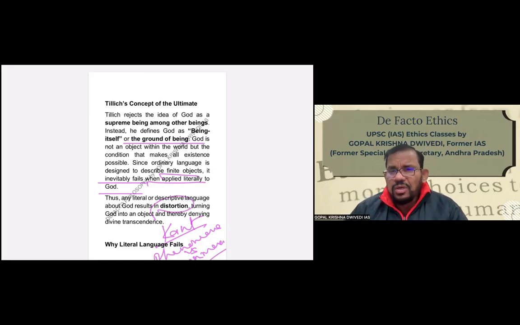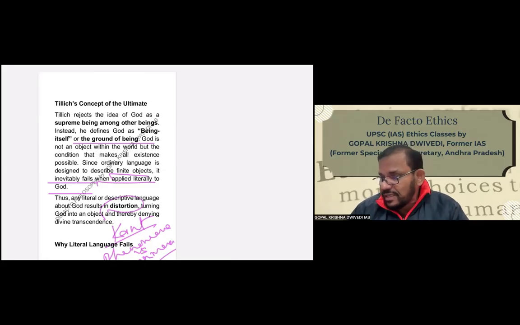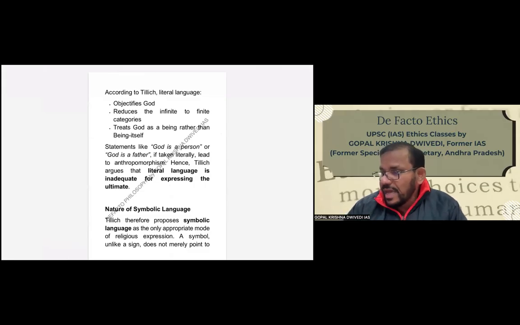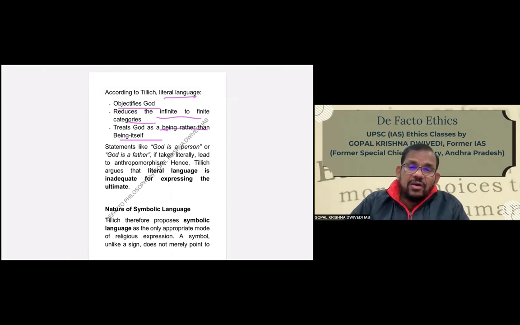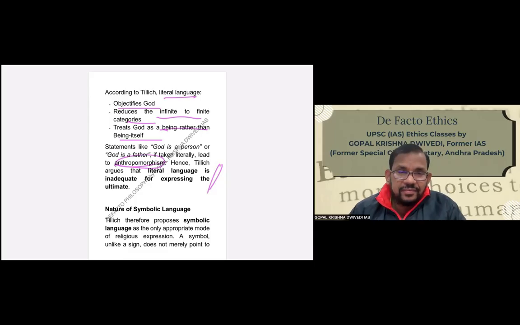Now, just to understand a little better why literal language fails while describing metaphysical realities: literal language objectifies God, reduces the infinite to finite categories, and treats God as a being rather than being itself. So statements like God is a person or God is a father, if taken literally, lead to anthropomorphism. Hence, he says that literal language is inadequate for expressing the ultimate, or God, or metaphysical truths.